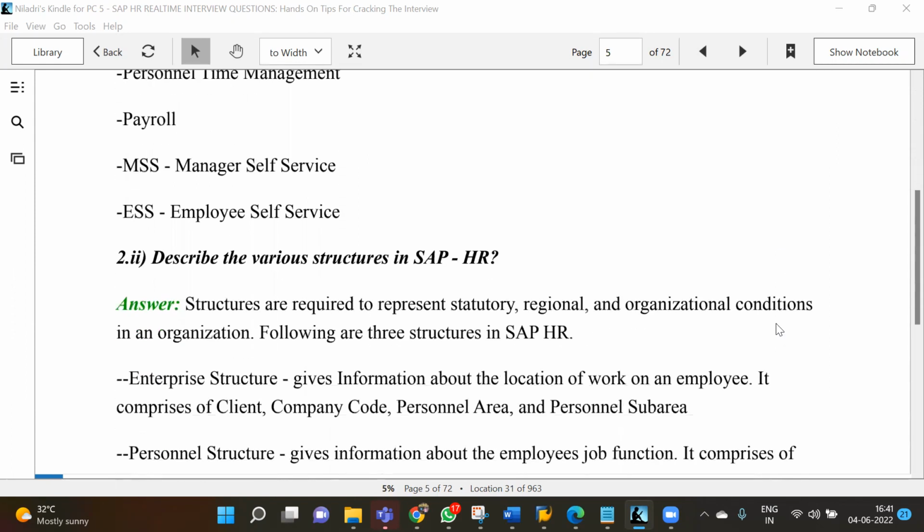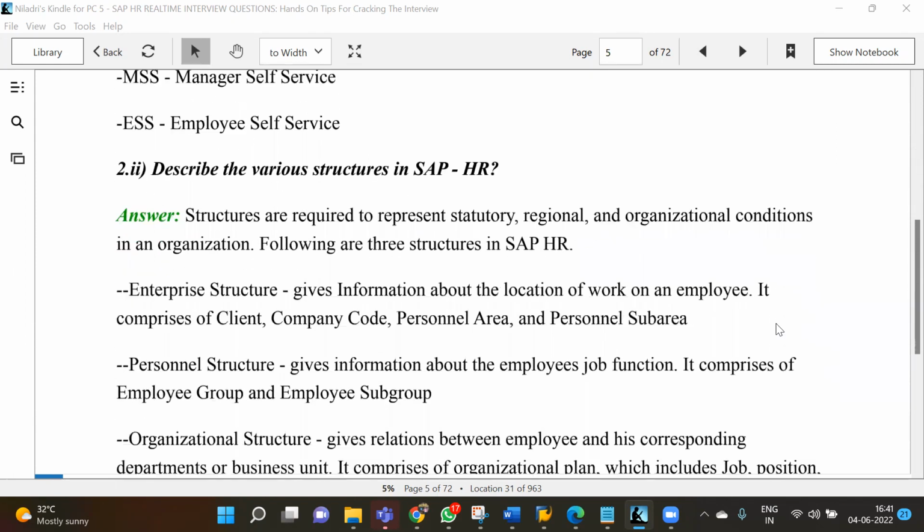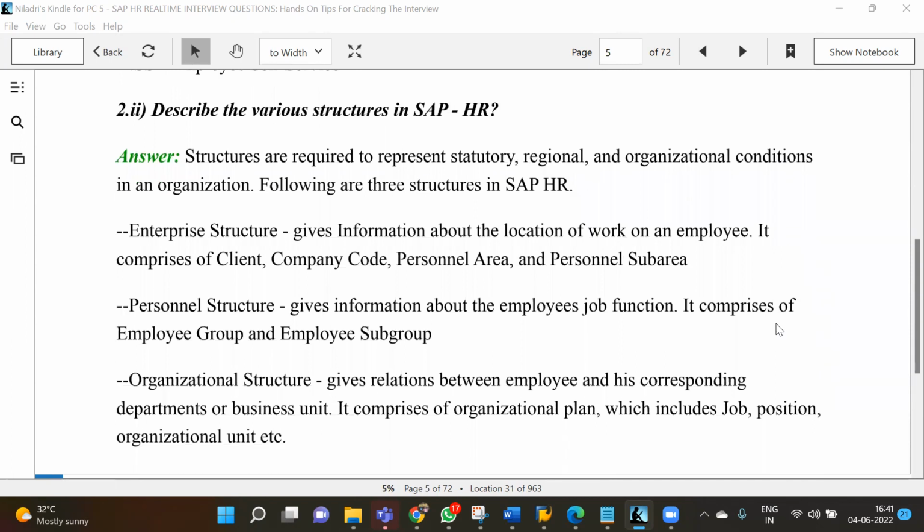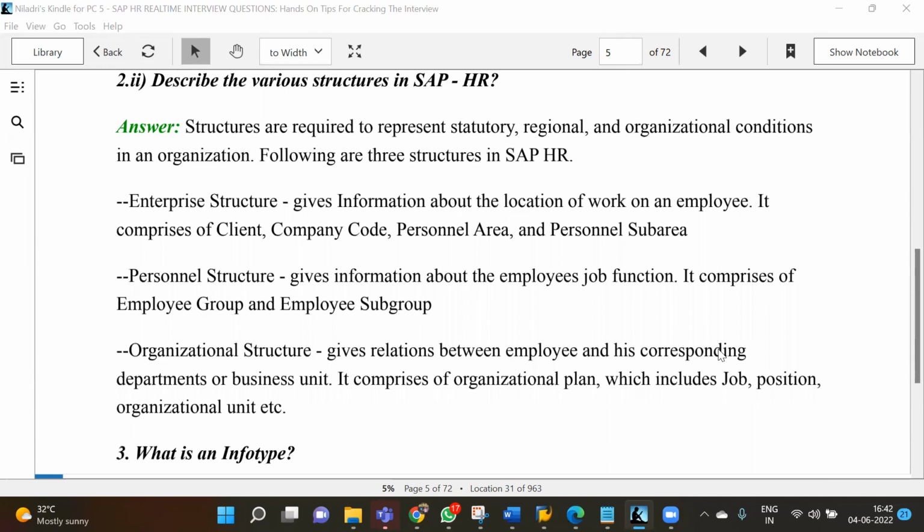Now, the next question is, describe the various structures in SAP HR. So, what are the different structures available in SAP HR? We can say enterprise structure, personnel structure, or organizational structure. So, we will see the major structures which are available in your SAP HR. You can see the answer here. And definitely, you may have to connect where exactly these are available, in which info types you have to remember. So, accordingly, you can answer them very nicely in your interview.